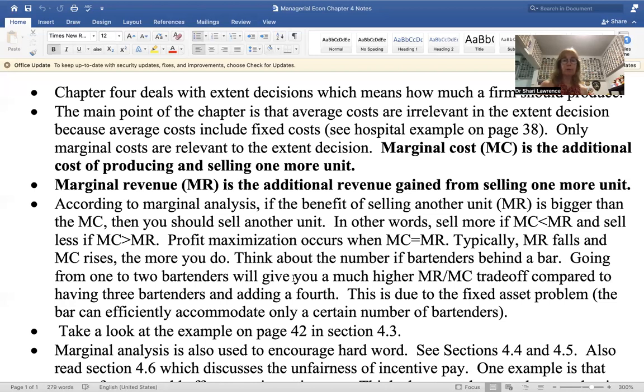Now let's look at a practical example. This is going to explain why eventually marginal cost exceeds marginal revenue. And also, with each addition, marginal revenue is increasing, but at a decreasing rate, and then eventually it decreases. Let me explain what I mean by that. Think about bartenders behind a bar. So you own a bar, you hire one bartender.